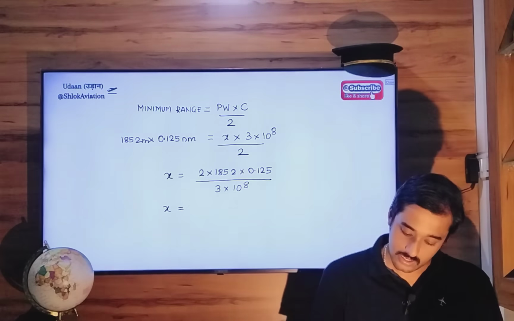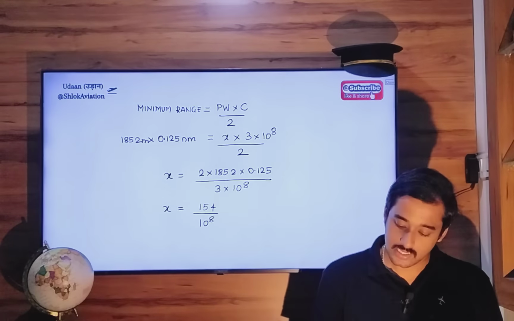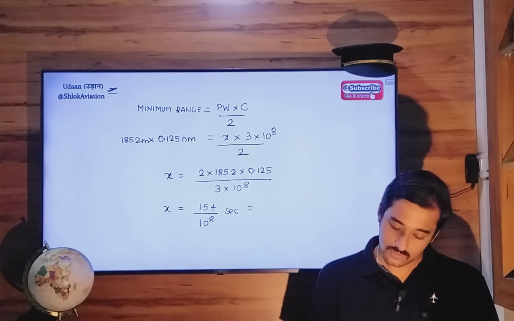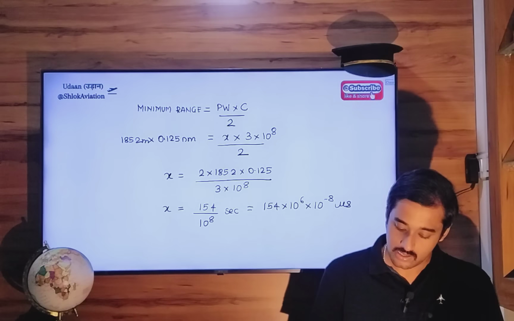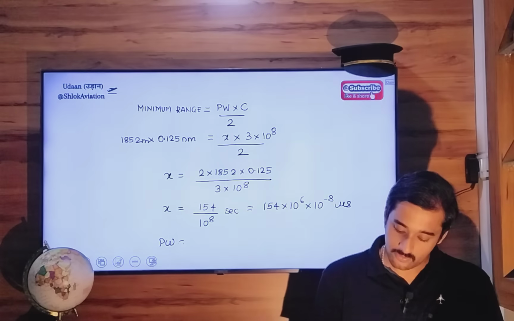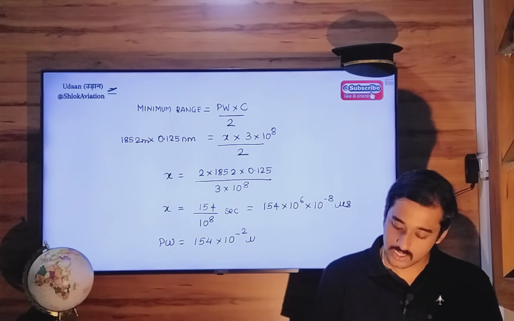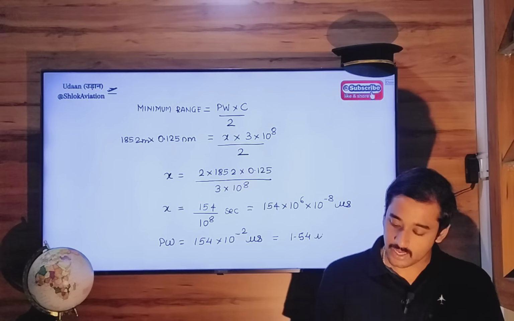So x will be 2 multiplied by 1852 into 0.125 divided by 3, so 154 divided by 10 raised to 8 seconds. Now pulse width is always in microseconds, right? So you are going to multiply this by 10 raised to 6 into 10 raised to minus 8 microseconds. So pulse width is going to be 154 multiplied by 10 raised to minus 2 microseconds, which is 1.54 microseconds.